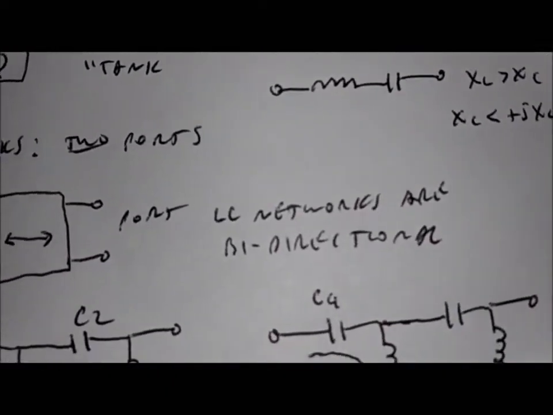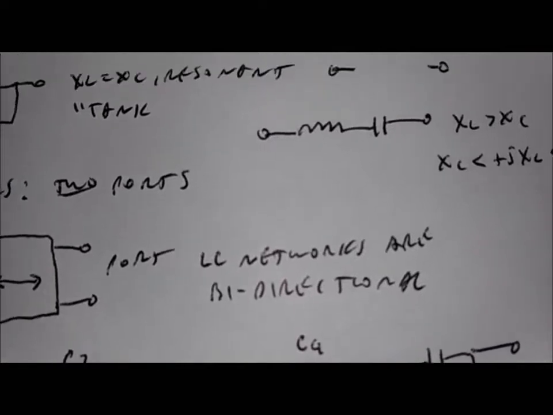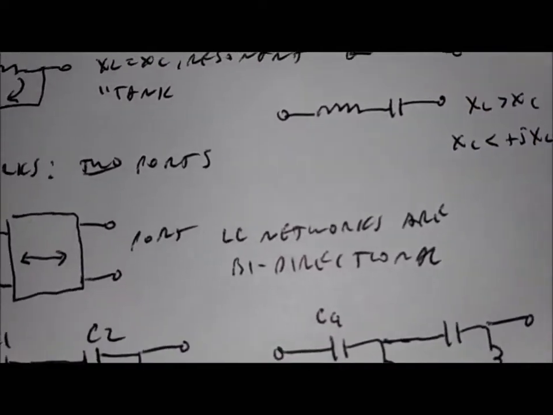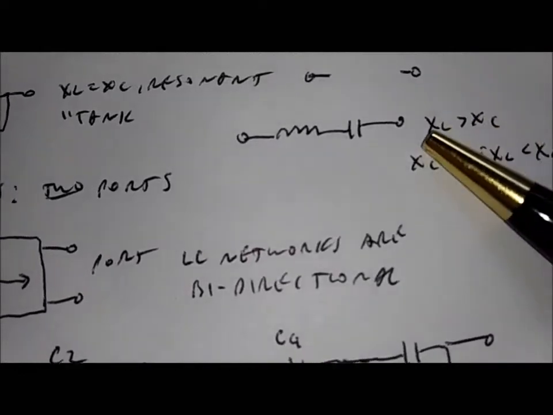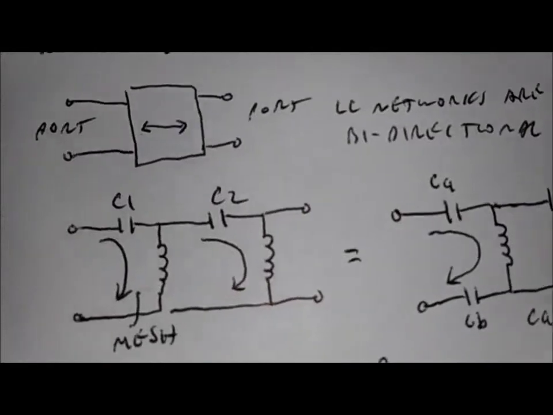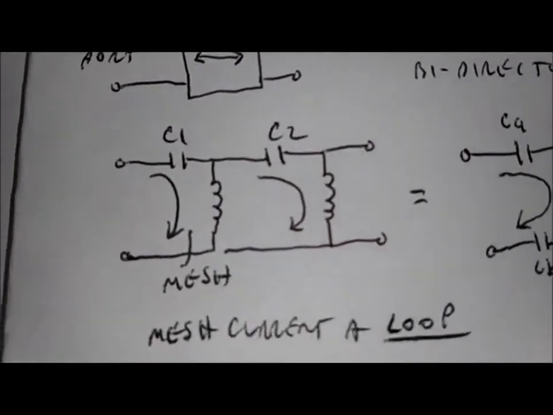LC networks are bi-directional, just as these components are bidirectional. They don't care which way they're connected, except for electrolytic capacitors, which are polarity sensitive, but that's not a function of capacitance. That's a function of the dielectric.